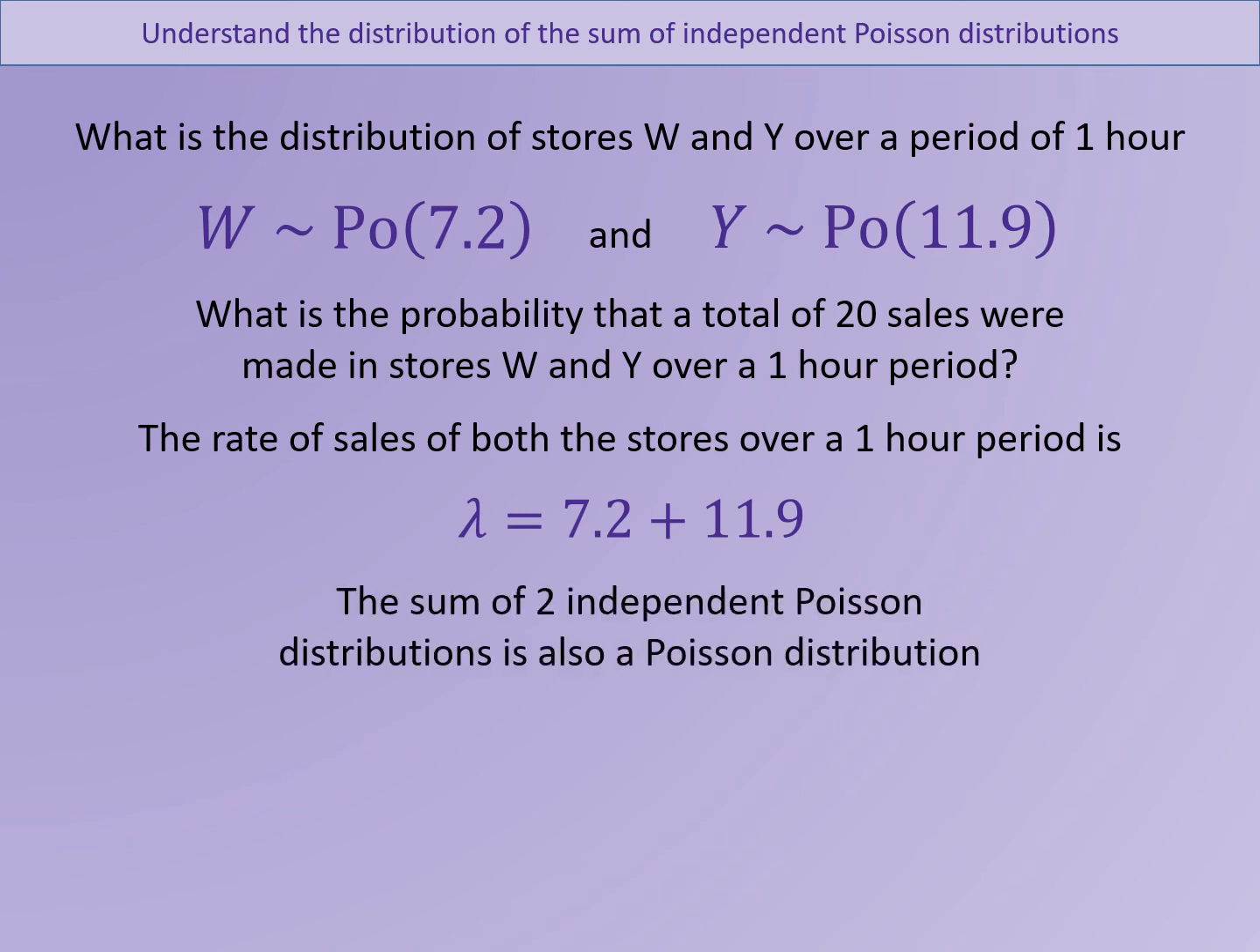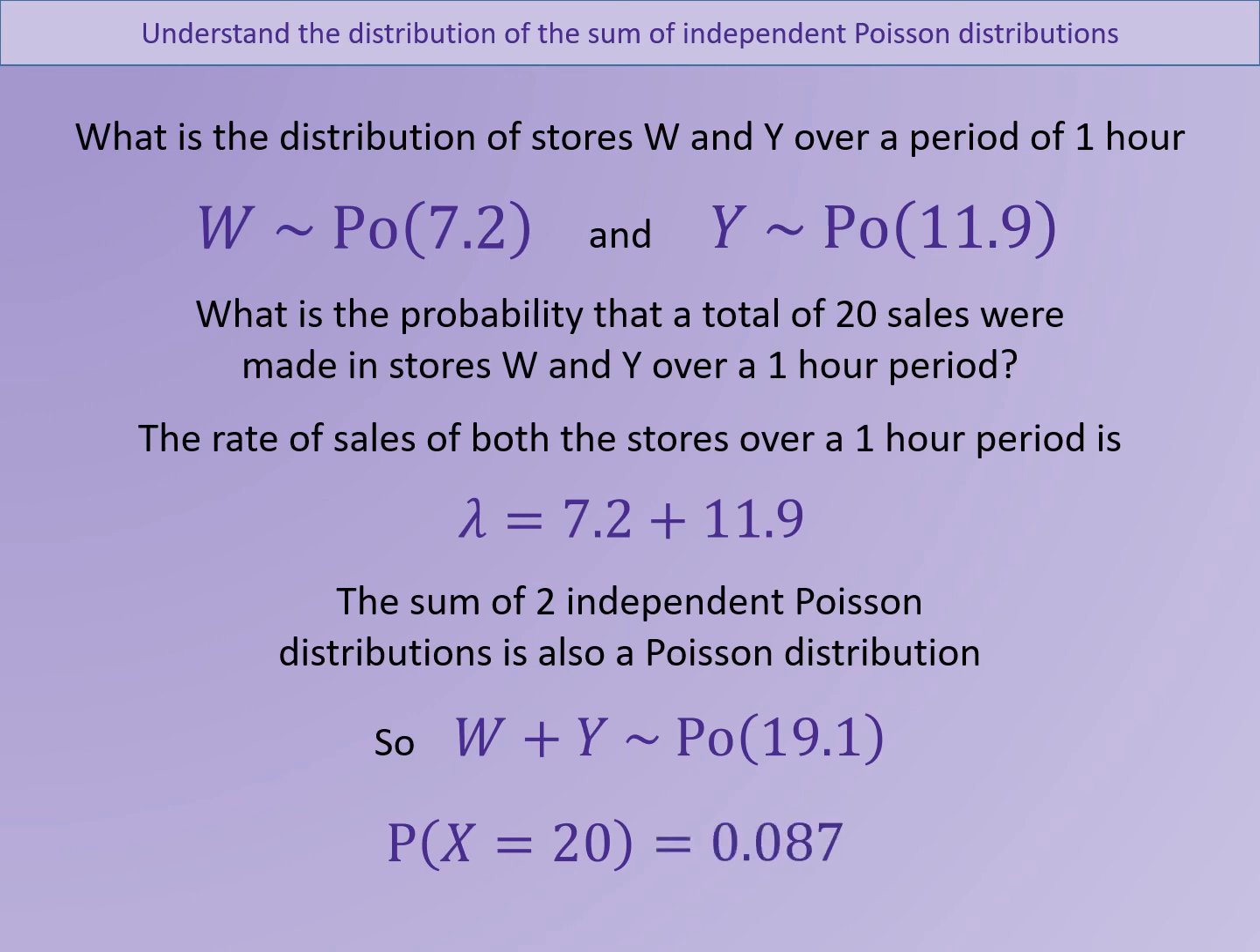The sum of two independent Poisson distributions also gives us a Poisson distribution, so we can add together the two rates into a single Poisson distribution. So W plus Y, the sales in store W plus the sales in store Y, would have an approximate Poisson distribution with a rate of 19.1 sales. So using this, lambda is 19.1 and x is 20, using the Poisson probability distribution, we get a probability of 0.087.